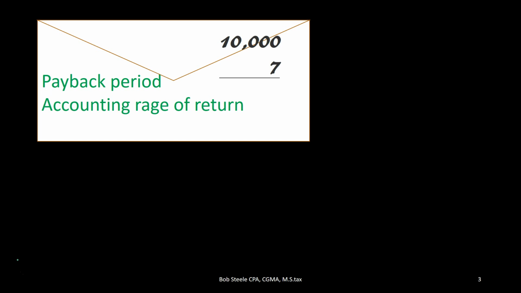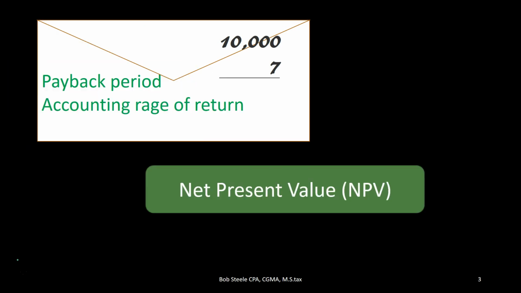And then we might go to a more complex decision, such as the net present value type of calculation. Net present value being more complicated because it does take into account the time value of money, which is going to be an important factor when we look into these.